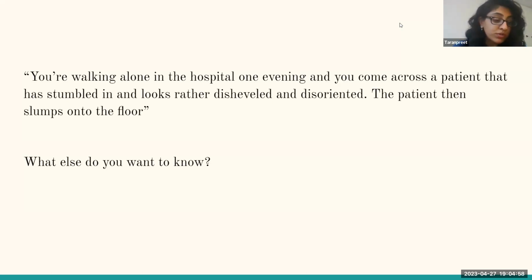So what would you ask the person giving you this case? What more information would you want? Age. Great question. The patient looks to be in their early 30s, late 20s. They're in street clothes. You don't know anything about them. They're not dressed as a patient, but they've stumbled in, and you're the only doctor there.